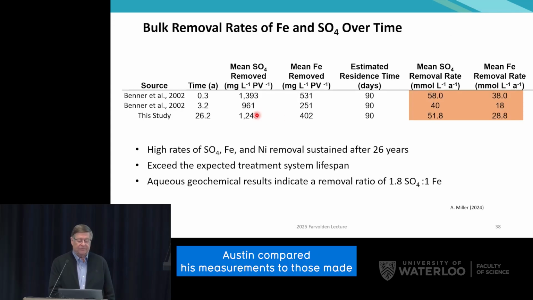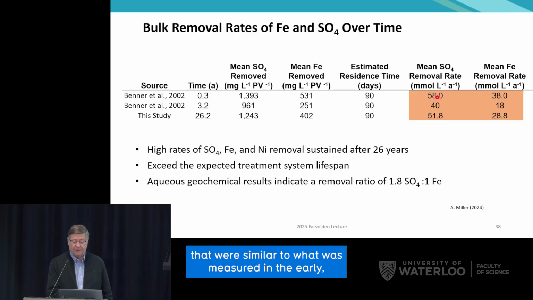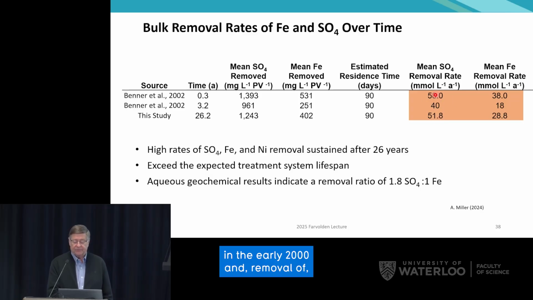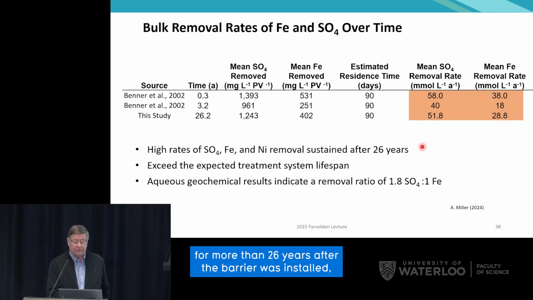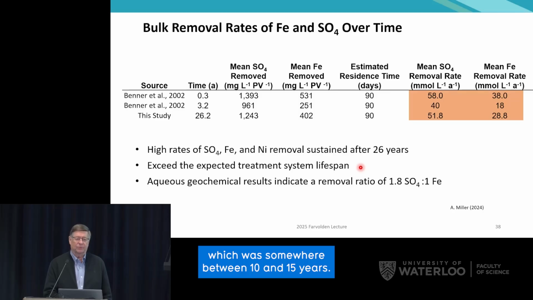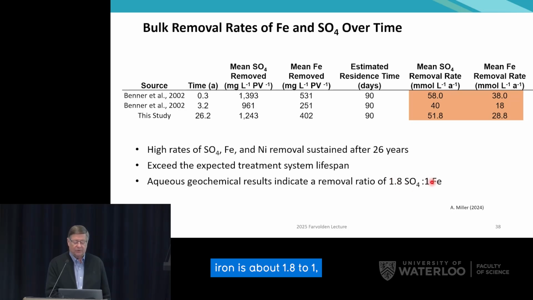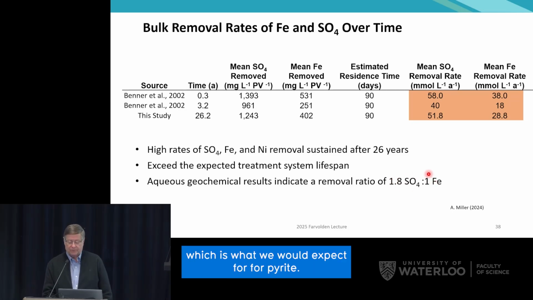Austin compared his measurements to those made right after the barrier was installed and about 3 years after the barrier was installed. And he saw rates of sulfate removal that were similar to what was measured in the early 2000s, and removal of iron at about the same rates. So the high rates were sustained for more than 26 years after the barrier was installed, which was much longer than our anticipated lifespan, which was somewhere between 10 and 15 years. And the sulfate removal ratio to iron is about 1.8 to 1, which is what we'd expect for pyrite.